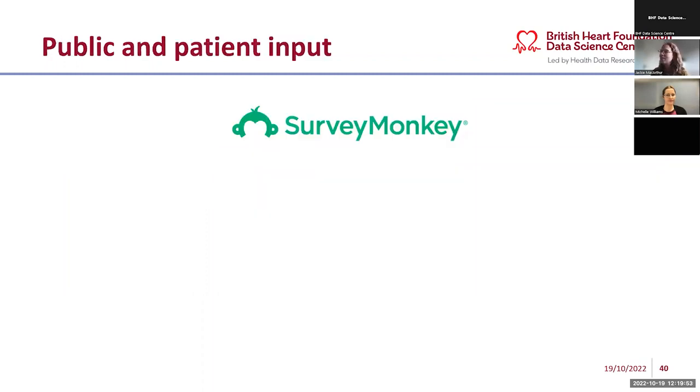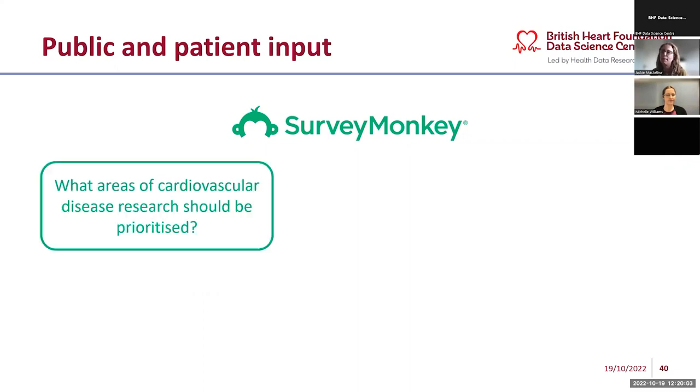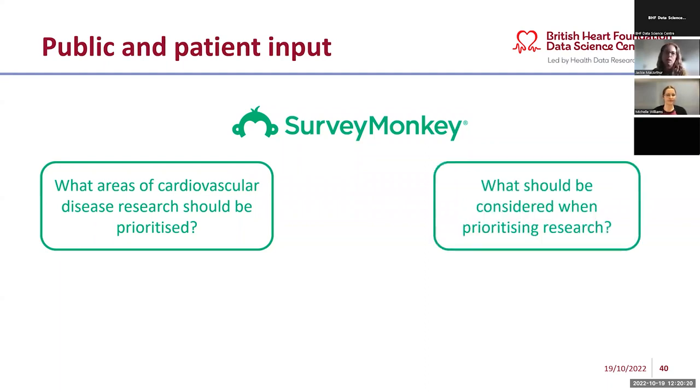The survey was carried out in SurveyMonkey, and rather than prioritising the 100 questions, we asked patients and the public a couple of focused questions. In particular, what areas of cardiovascular disease research should be prioritised? For example, should we focus on disease diagnosis, treatment, or some of the other themes that I showed in the graph earlier. We also asked patients and the public what the research questions should be prioritised on.